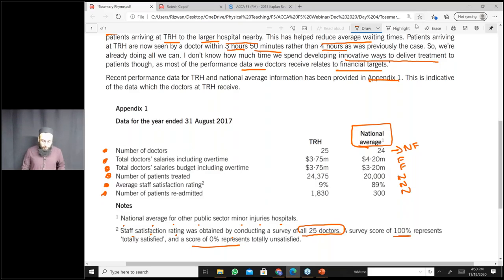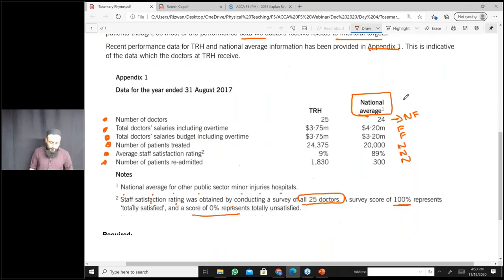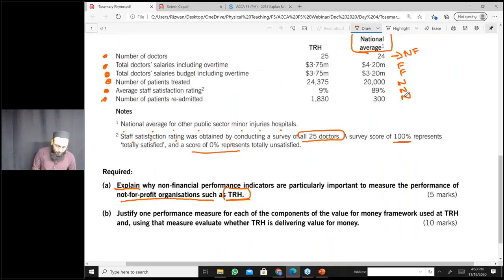Let's attempt the first requirement and let's see what we will be doing here. It says explain. So explain is the verb. Why NFPIs are important to measure the performance of a not-for-profit organization. So what is the object? The object is why NFPIs are important. Now you have to explain why NFPIs are important for a company like a not-for-profit organization.